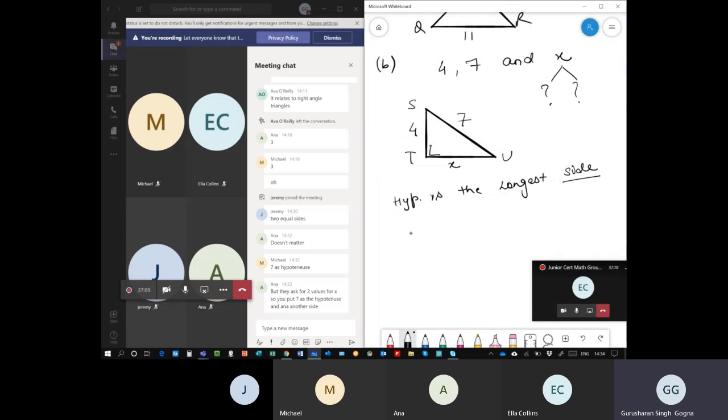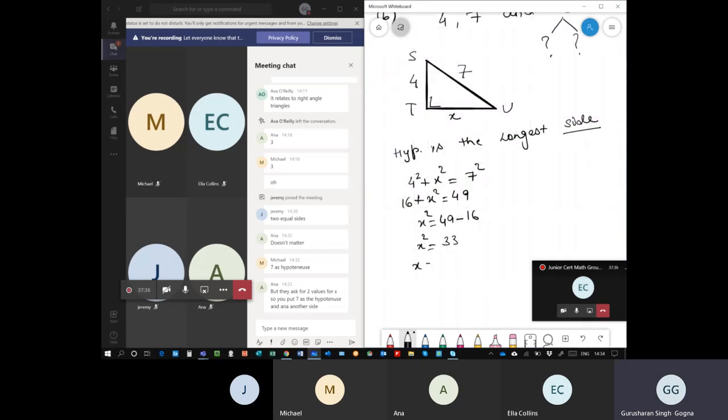Okay, so if you use that, what will happen? 4 squared plus x squared equals 7 squared, if I consider 7 as my hypotenuse. So let's see what I get. 49 minus 16. So x squared equals what you will get? 33, isn't it? So x is equal to square root of 33. Okay, that's one possibility.